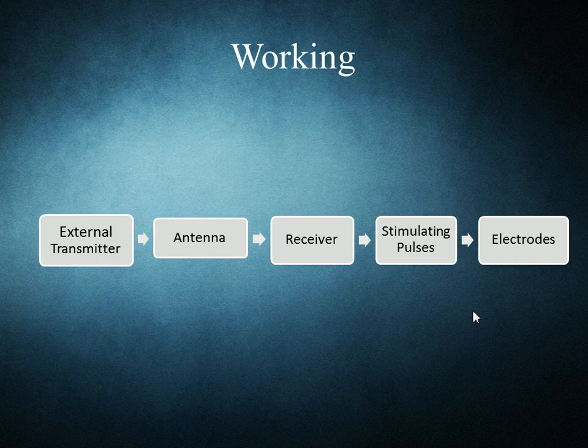For this receiver we are using electrodes. These electrodes accumulate the stimulating pulses and give them to the nerves, which makes the dead nerves function again and makes the paralyzed body part function. So these electrodes will be playing a main role in making the paralyzed body function.